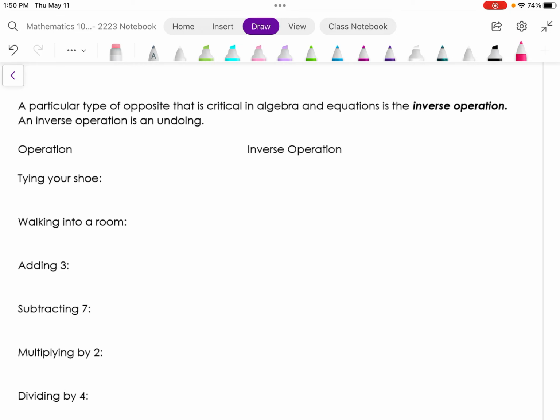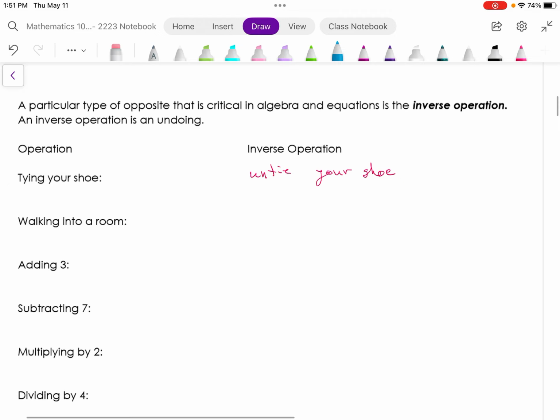The inverse operation is an undoing. So I'm just listing on the left-hand side, tying your shoe. Now, how do you undo tying your shoe? Well, actually, it's kind of self-explanatory. You untie your shoe. That would be your inverse. So if an operation is to walk in the room, the inverse would be walking out of the room.